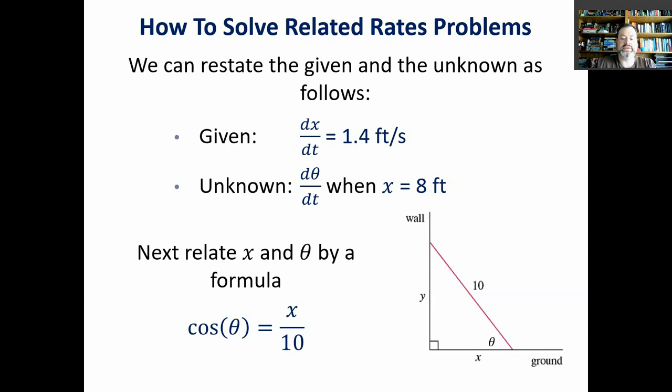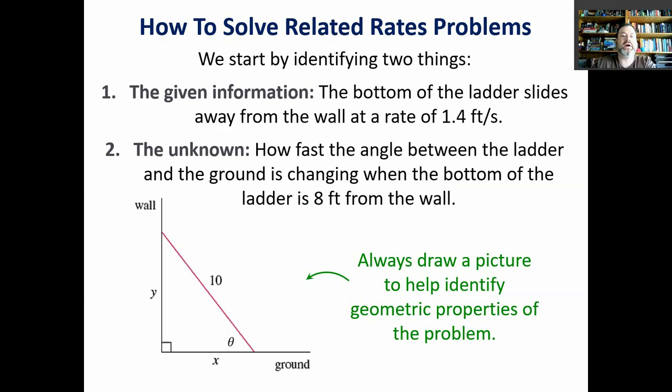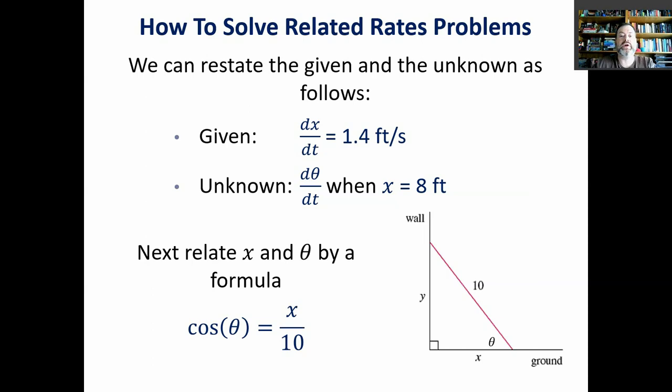When x is 8 feet, right? And that's given at the bottom, when it's 8 feet away. Because theta is changing at a different rate depending on what x is, right? When the ladder first starts to slide, theta doesn't change very fast. You can see in the picture, right? But when x gets closer and closer to 10, theta starts to change faster and faster. So you want to really phrase it in this way: d theta/dt when x equals 8 feet.